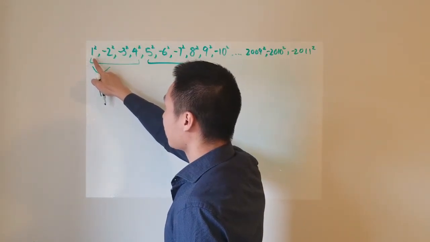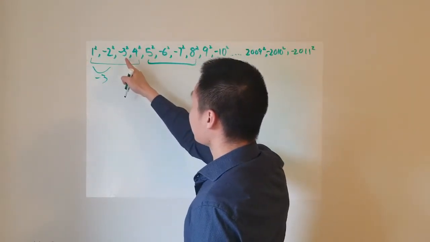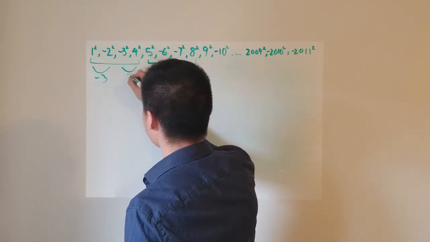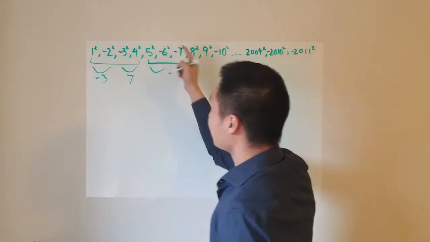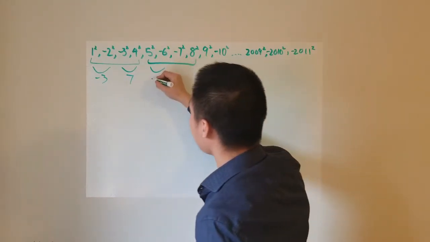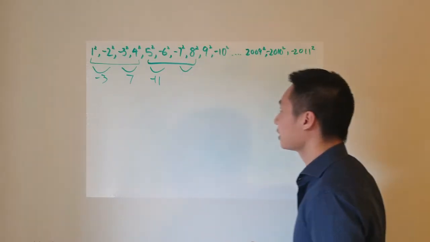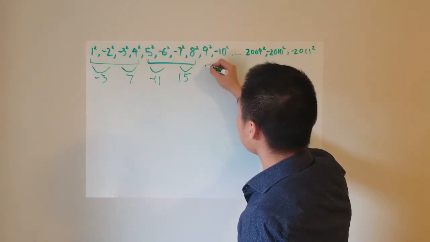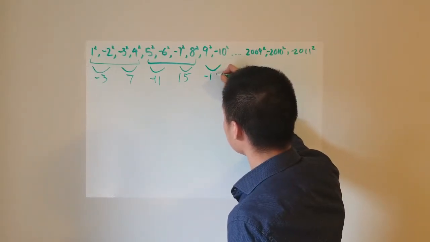So 1 squared, which is 1, minus 4 is -3. Take the second and the third term: -9 plus 16, which is +7. Take 5 squared and -6 squared together, so add them up: +25 minus 36 is -11. And -7 squared and +8 squared, if we pair them up, that is +15. And +9 squared and -10 squared, if you add them up together, that is -19.